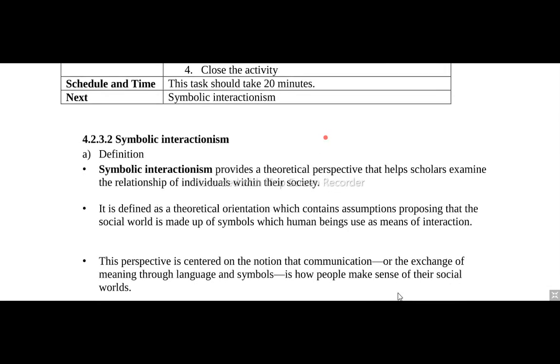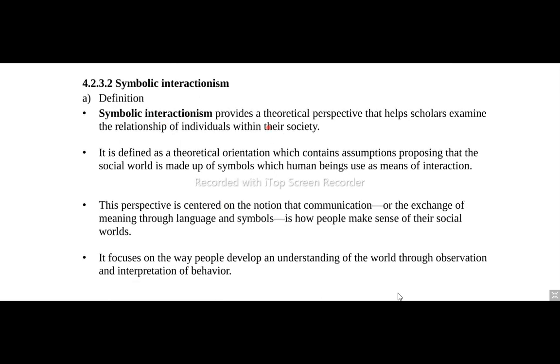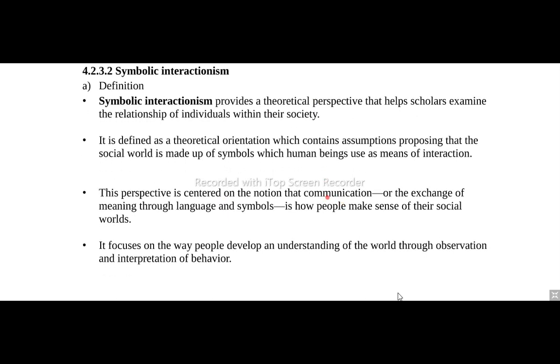We go to symbolic interactionism. Definition. Symbolic interactionism provides a theoretical perspective that helps scholars examine the relationship of individuals within society.